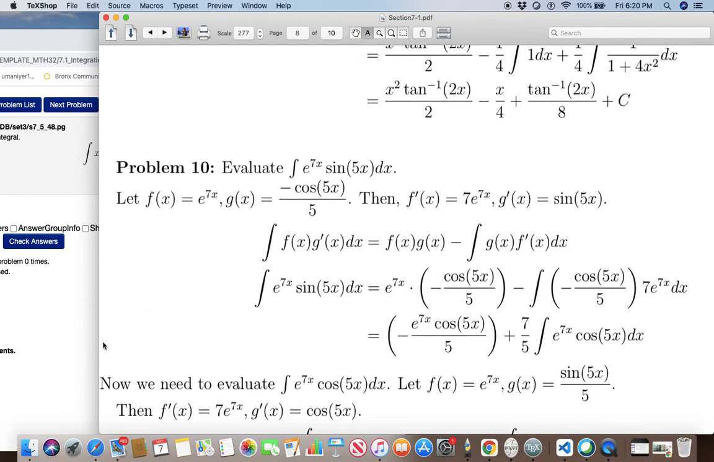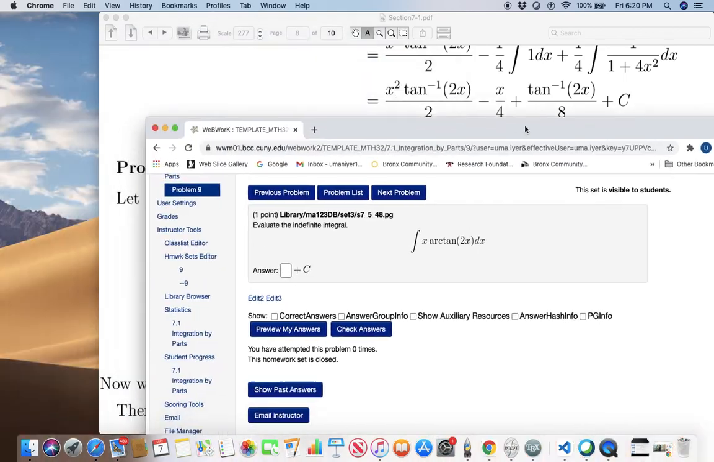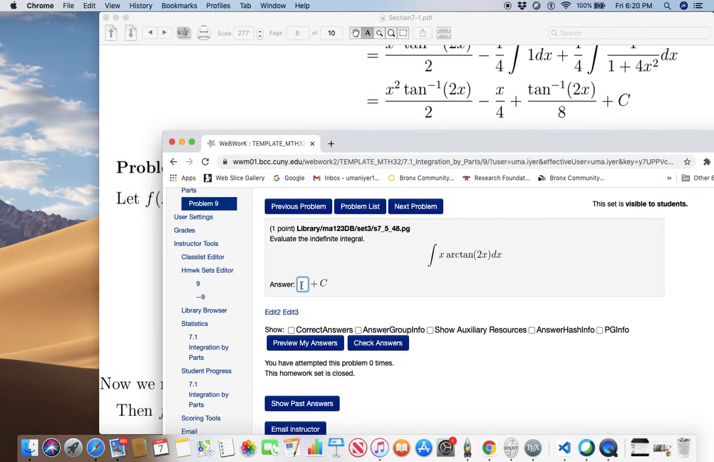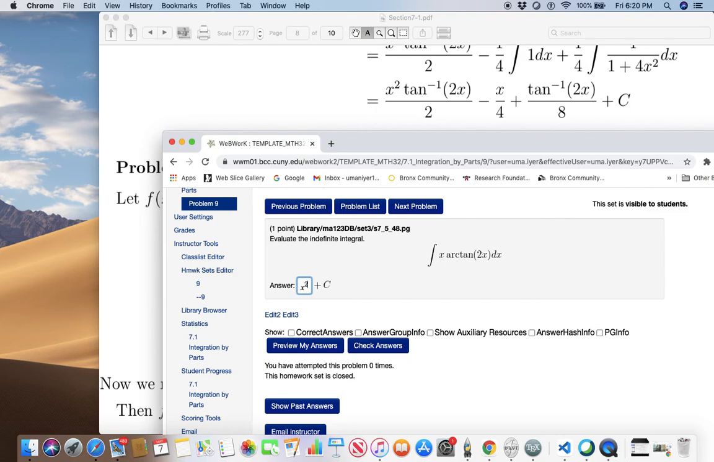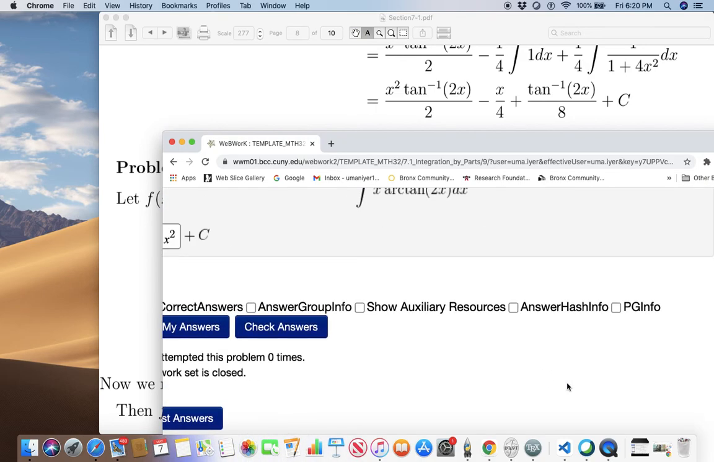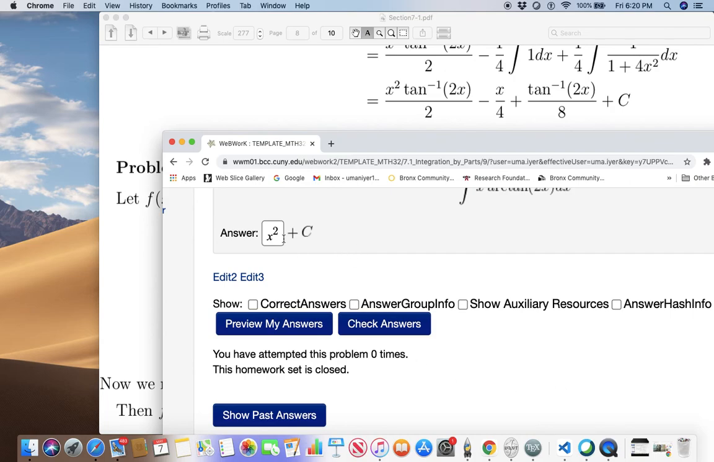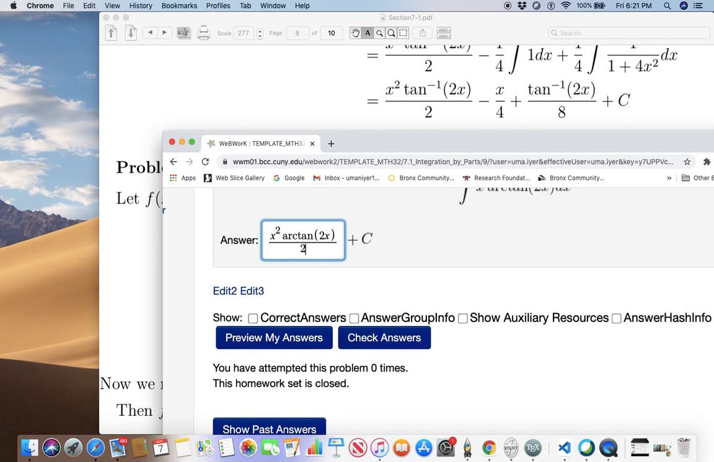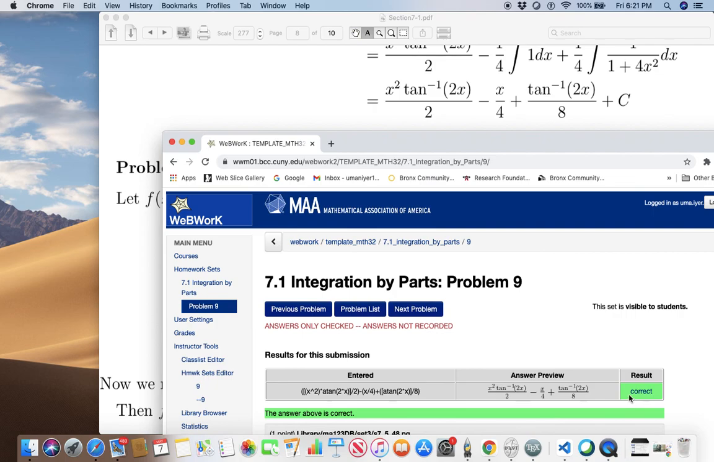Let's put that in. x power 2, maybe let's expand it. x squared arctan 2x over 2 minus x over 4 plus arctan 2x over 8 plus constant of integration. Let's check your answer. Answer is correct.